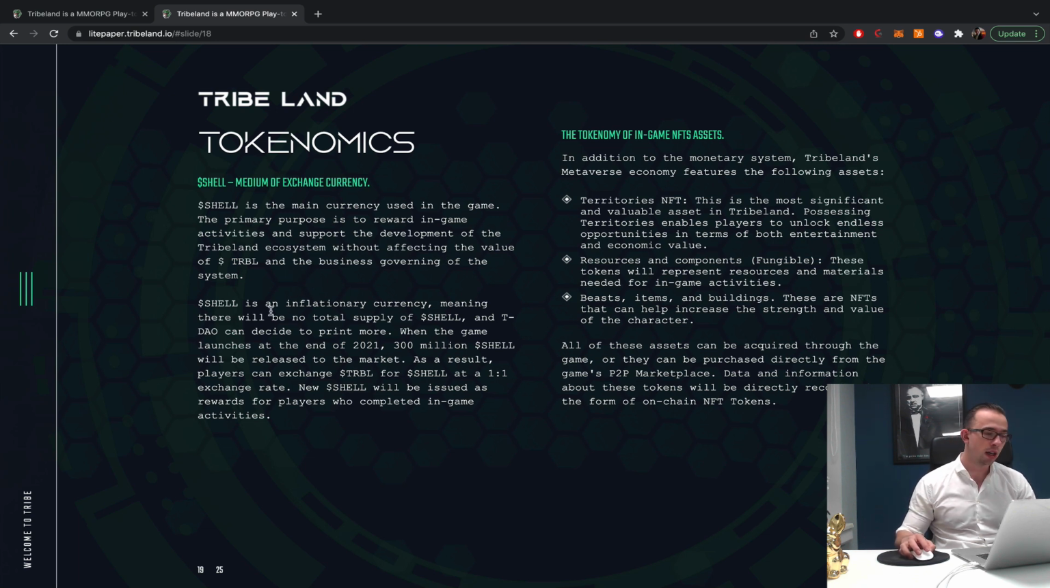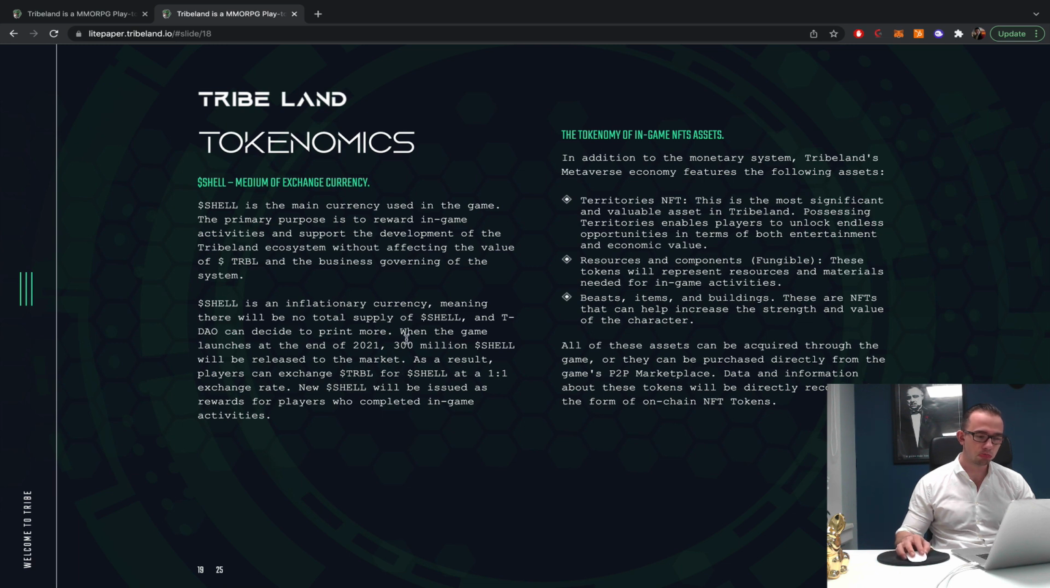Shell is an inflationary currency, meaning there will be no total supply and the DAO can decide to print more. When the game launches at the end of 2021, 300 million Shell will be released to the market. As a result, players can exchange Tribe at a one-to-one exchange rate. New Shell will be issued to reward.